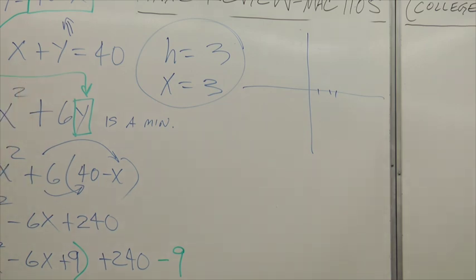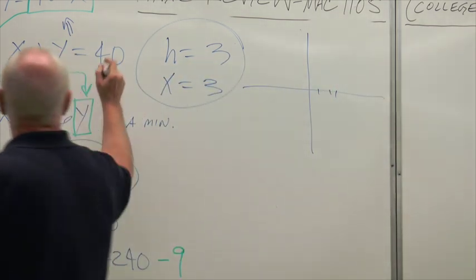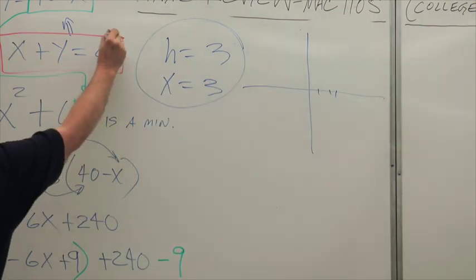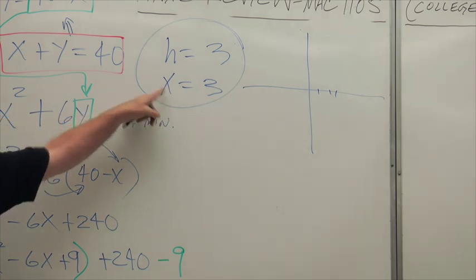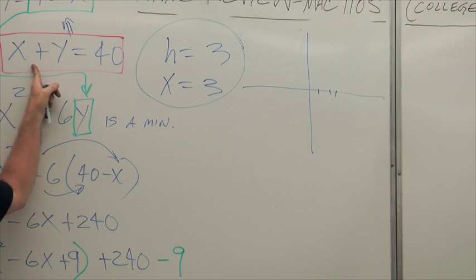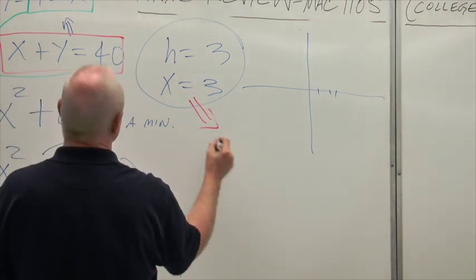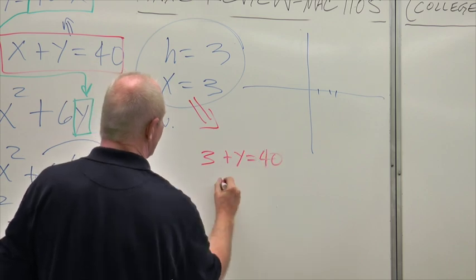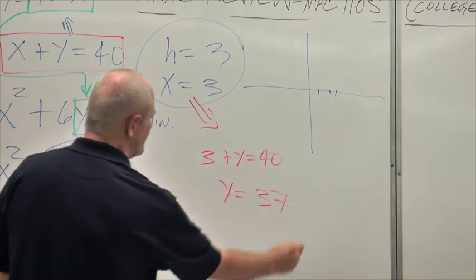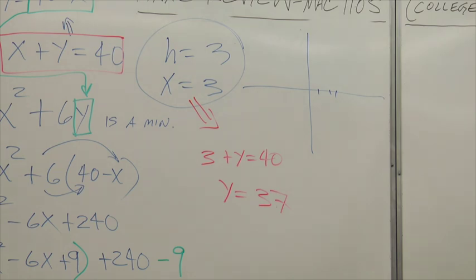Can't I go back to this simple form of this equation? X plus the sum of two numbers has to add up to what? 40. Right here. What am I going to do with that 3? I'm going to plug it in here, right? So I'm going to take this and I'm going to say 3 plus y equals 40. What does y have to equal? Right? Good.